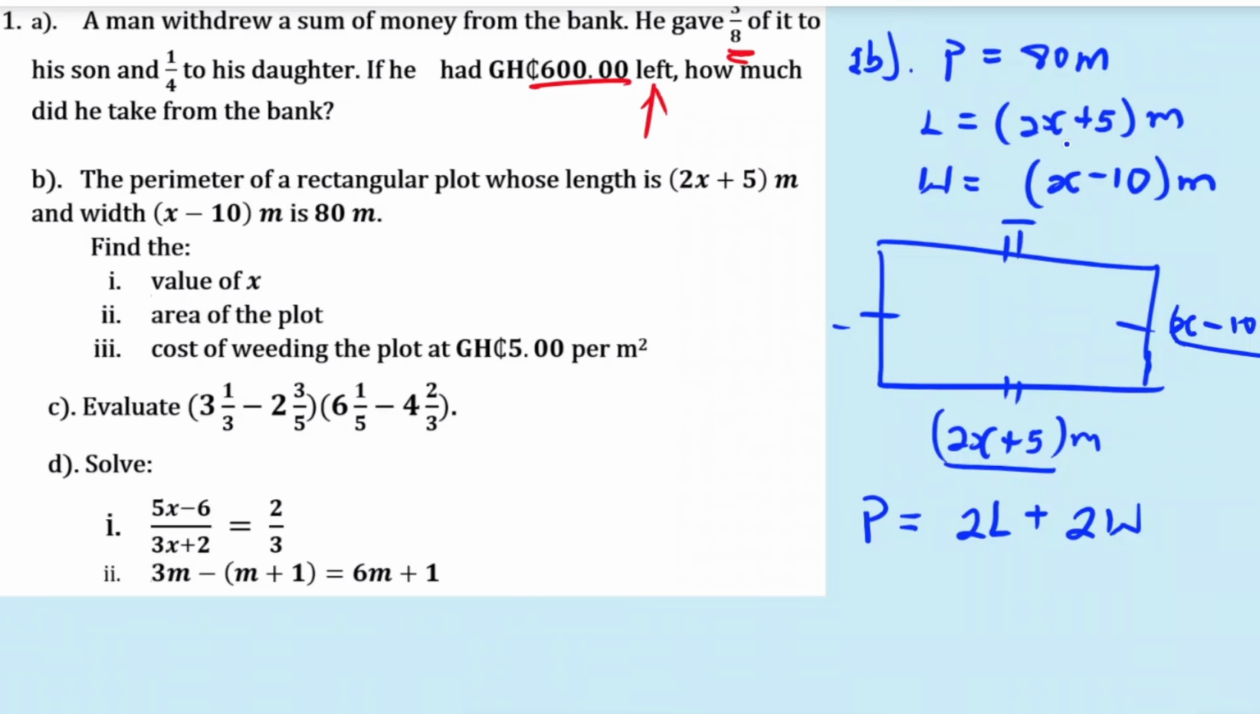So we know that the perimeter is 80. So where we see P, we just write 80. So that's going to be substitution. That's equal to 2 times the length, and the length has been given to be 2x plus 5.